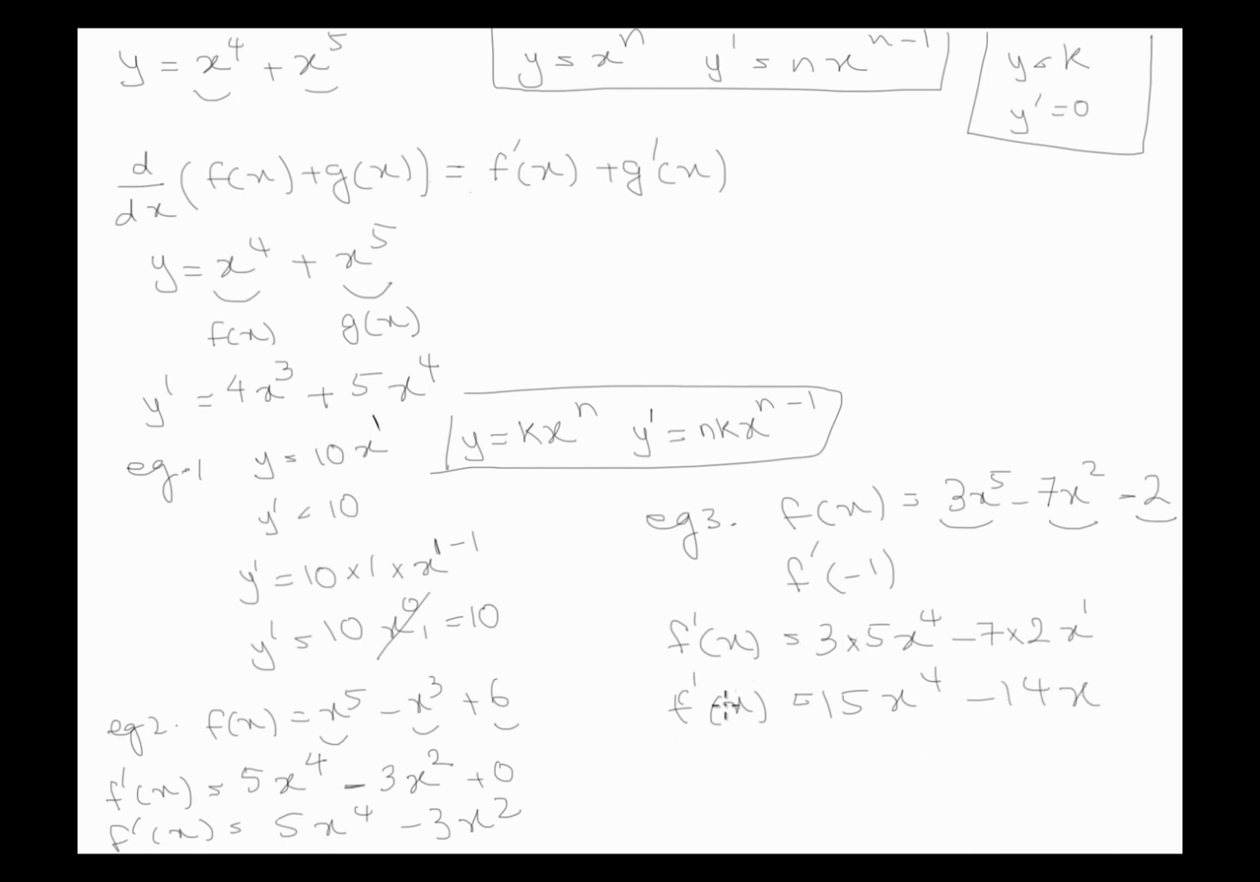Now this is generally how your gradient is based on whatever value of x you have. This is how you can generally find your gradient at each value of x. But what we want to do is find it at a particular point. So we want to find out what our gradient is at the point x equals 1. All we need to do is substitute 1 into this formula. So it becomes 15 times 1 to the power of 4 minus 14 times 1, which is just 15 minus 14, which is equal to 1.